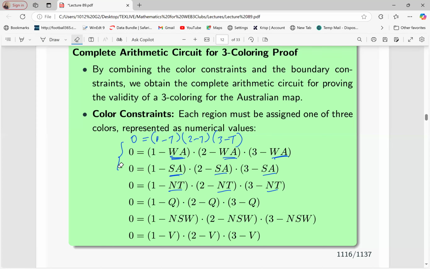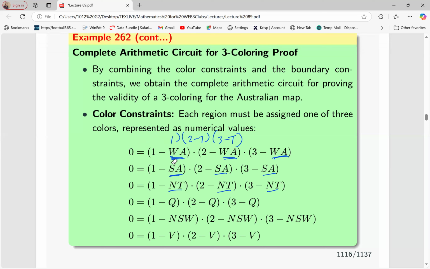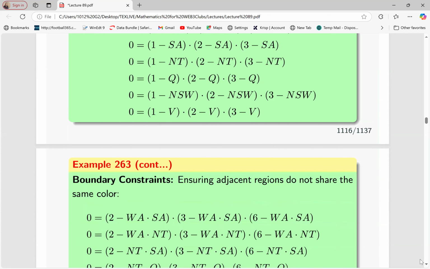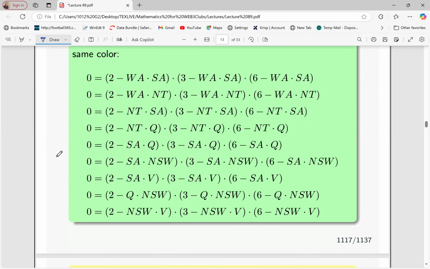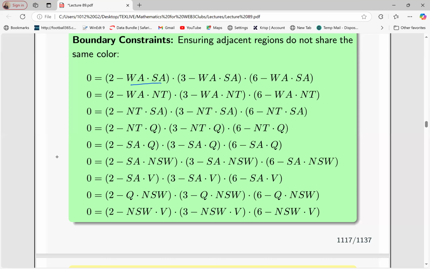Then we have the constraint that ensures that no two neighboring regions have the same color. That is the one we've just been looking at before we came to this page, and it is here. If these are neighboring regions, they should not have the same color. Again, we iterate through all the regions. You begin by assigning one of them a color, then iterate through its neighbors, assign its neighbors colors, then proceed to another region and so on.